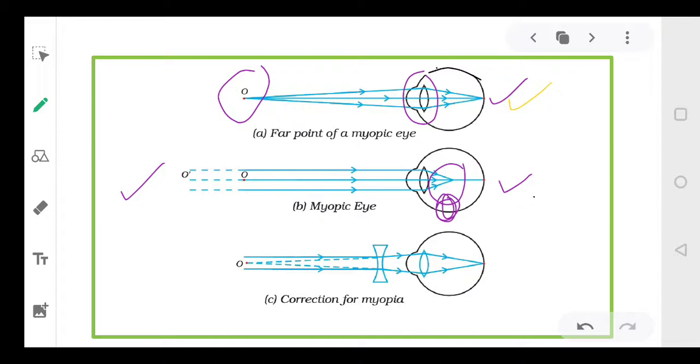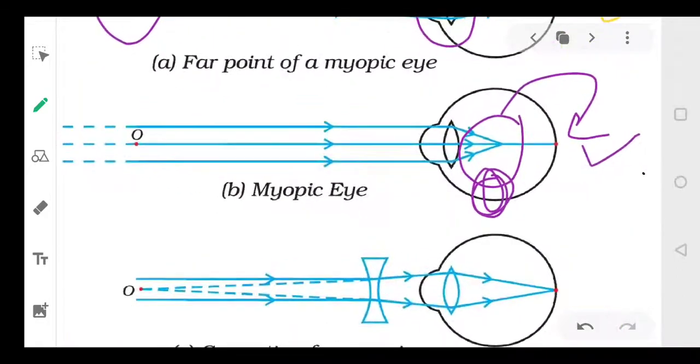Now we have to shift this. तभी हमें ऑब्जेक्ट धुंधली नज़र आती है. अब हमने क्या करना है कि जो इमेज O पॉइंट पर बनी है उसे वापस से रेटिना पर ले जाना है. जब इमेज रेटिना पर बनेगी तो ऑब्जेक्ट हमें क्लियर दिखाई देगी. So we have to shift this image from point O to the retina, and for this purpose we will use the concave lens.